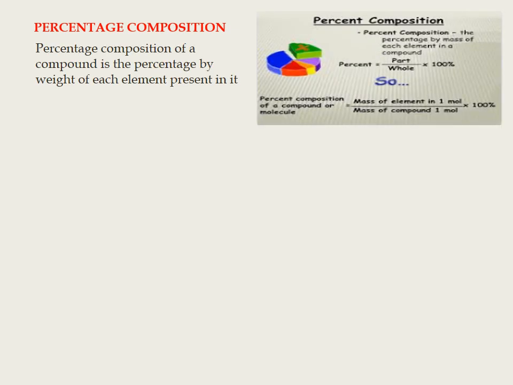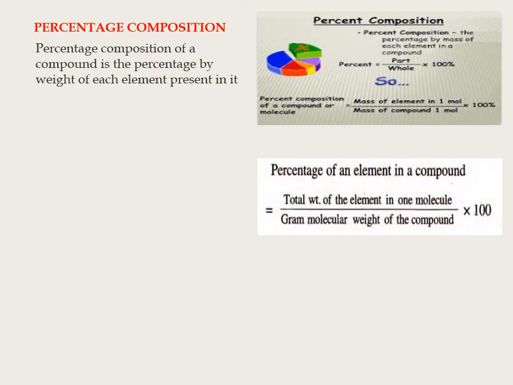Percentage composition. Percentage composition of a compound is the percentage by weight of each element present in it. So, percentage of an element in a compound is equal to total weight of the element in one molecule by gram molecular weight of compound into 100. Note, total percentage of all elements in a compound is 100.